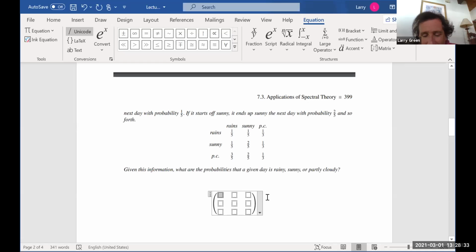So I'm going to subtract I, which means subtract 1 from all the diagonals. 1/5 minus 1 is -4/5. And then 1/5. And then 1/3. And then we have 1/5. We have 2/5 minus 1 is -3/5. And then 1/3. Any questions so far?